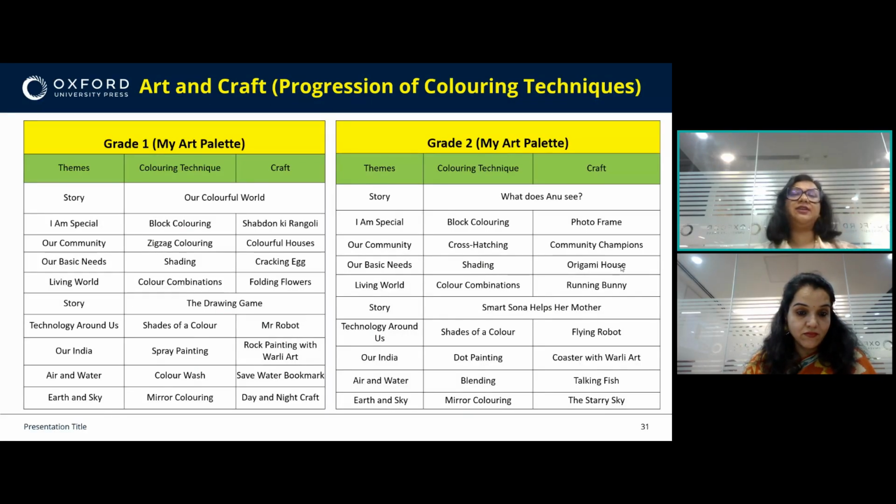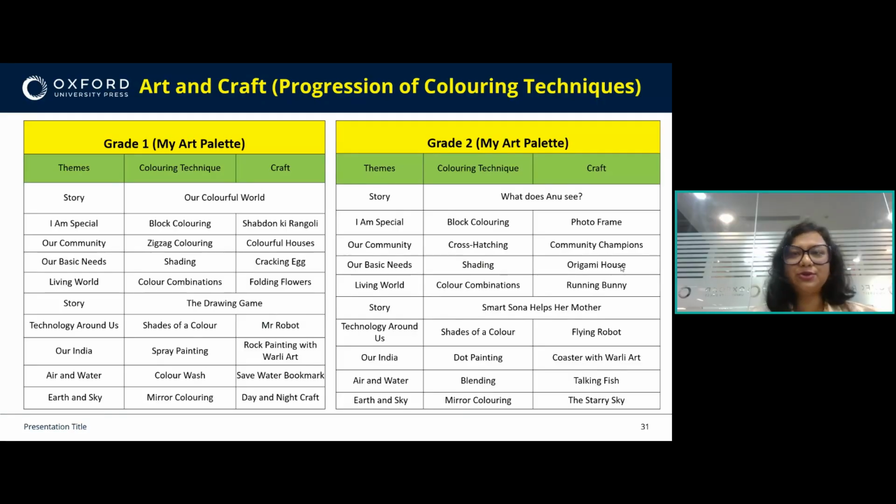Coming to art and craft. Now we have completely changed the approach of art and craft here. We've made it a lot better. We've given it a proper progression, a lot of thought. It is not just coloring and drawing. What you see in front of you is the art and craft curriculum of grades 1 and 2. As you can see, these are all again theme wise. We have 8 themes. So these are theme wise activities.